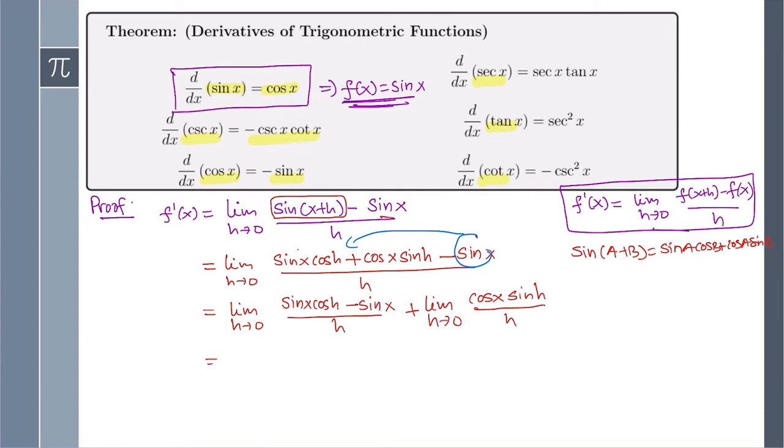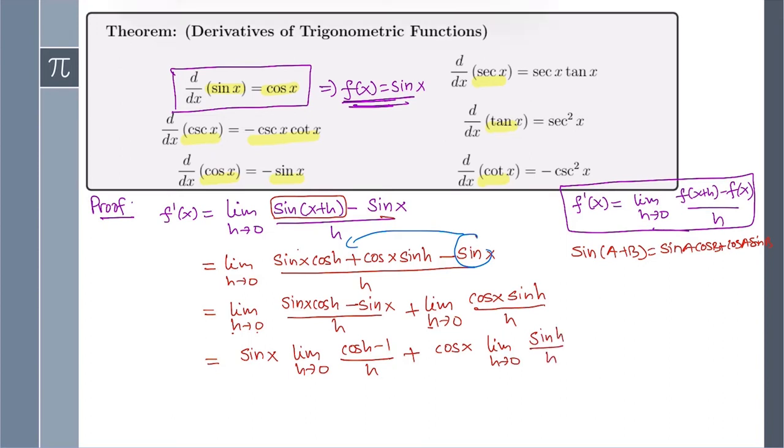Now from here, we can factor out sine x and put it outside of the limit, because the limit is h approaches 0. So we can factor sine x outside of that limit. So we can write it here: sine of x times the limit as h approaches 0 of cosine h minus 1 over h, plus, similarly, we can put that cosine x outside because the limit is h approaches 0, so x is not going to affect that. So that gives us the limit as h approaches 0 of sine h over h.